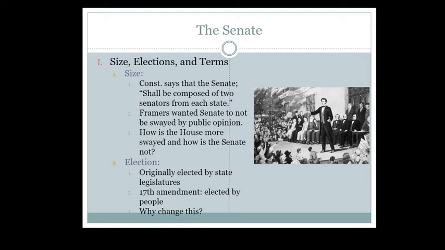Washington, D.C. has continuously argued for statehood. A lot of people in D.C. want D.C. to be an actual state instead of just a district. And if that happened, they'd be allowed to have 2 senators. Okay, so that's what the Constitution says.